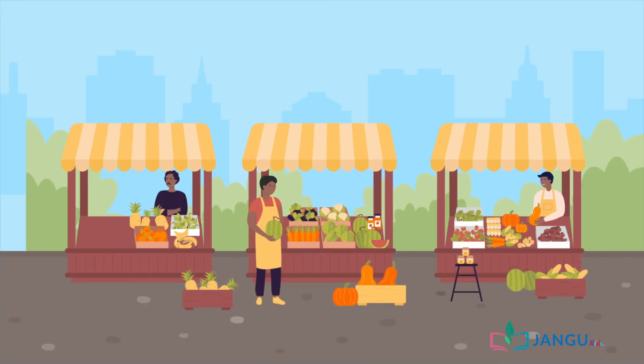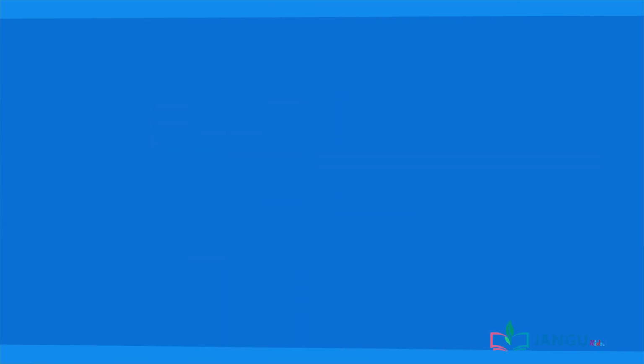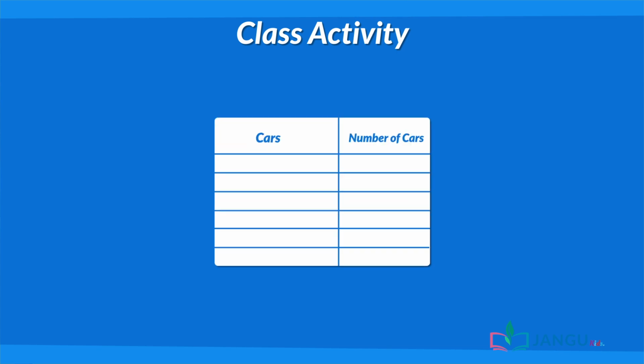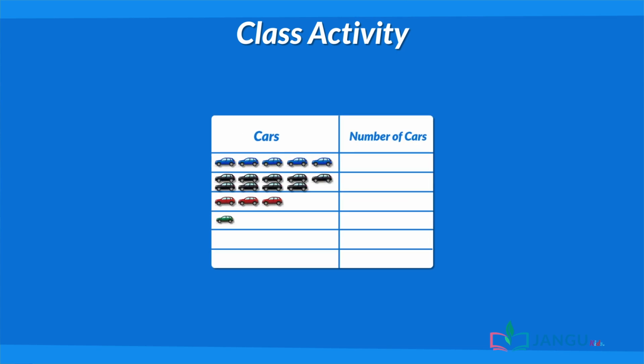Knowing that the mode in this group is apple, any teacher getting fruits for the class will buy more apples. Sounds yummy, right? Let's have a little practice. The chart on your screen shows the different colors of cars at the park. Let's find out how many of each color there are and the mode.